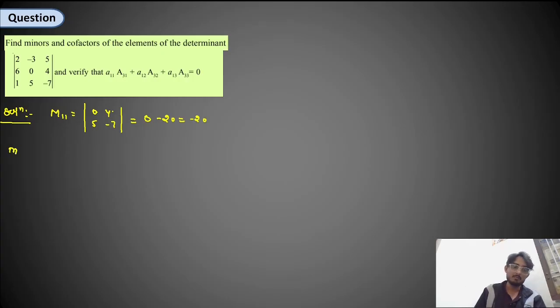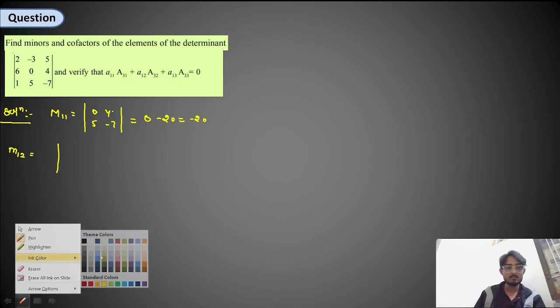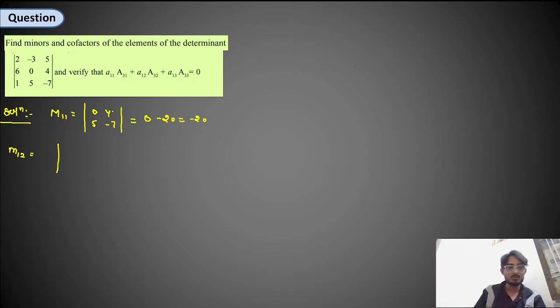Now M12. How can you find M12? I'm eliminating the first row and second column. When you eliminate the first row and second column, this is the first row. This is the first row and second column. So we'll get 6, 4, 1, minus 7. 6 sevens are 42, minus 42, 4 ones are 4, minus 42 and minus 4. You will get minus 46.